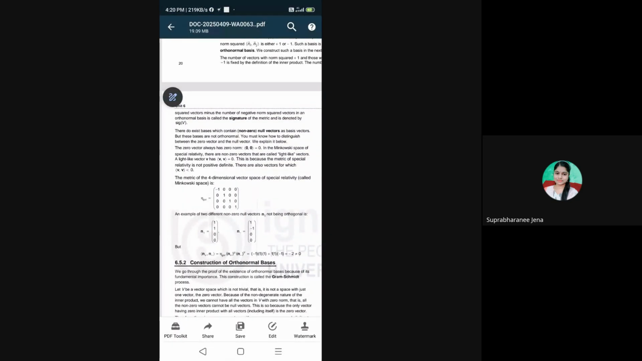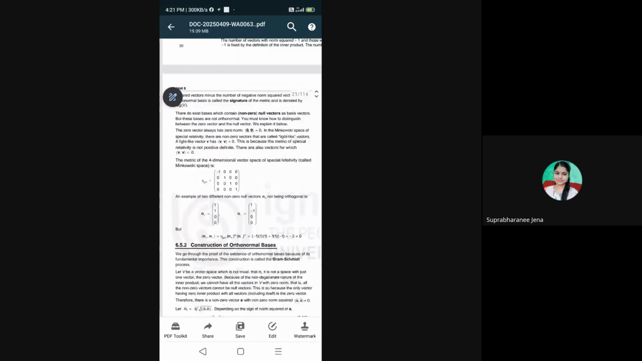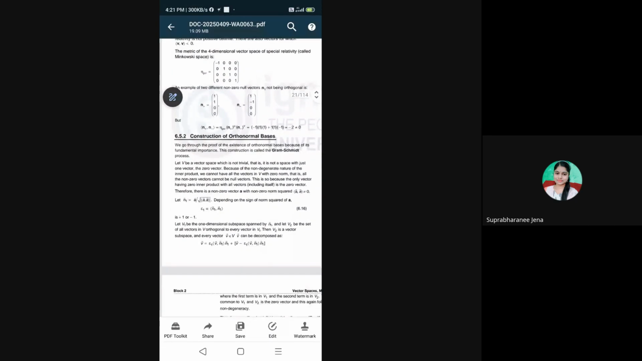And the zero vector always has a 0 norm, and in Minkowski space of special relativity, there are non-zero vectors that are called light-like vectors, and for a light-like vector V, (V, V) is equal to 0, because the metric of special relativity is not positive definite. Then you can have the construction of an orthonormal basis. This construction is called the Gram-Schmidt process.